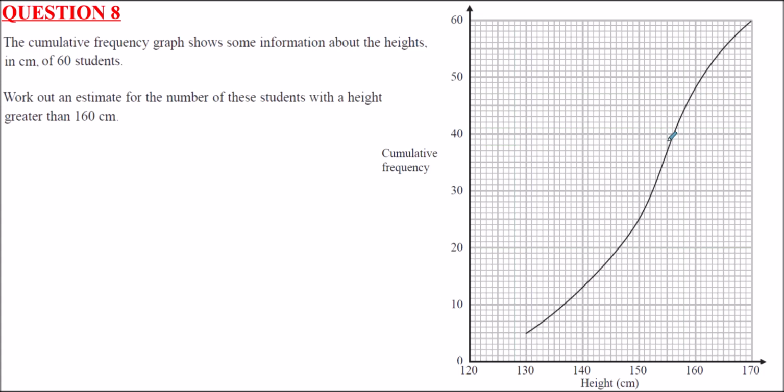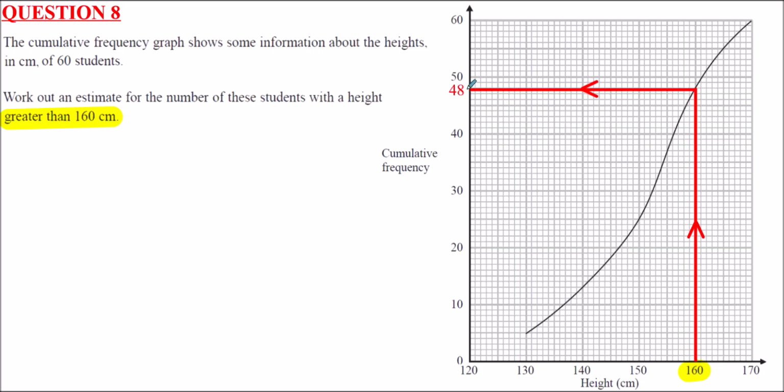Cumulative frequency graph. So here we've got the heights in centimetres of 60 students. We need to work out an estimate of the number of these students with a height more than 160 centimetres. So what we can do here, we can read off at 160 on our grid. Go to 160, do a line up till we hit our curve, then go along and read off. Hopefully you can see here, this red line hits at a point of 48.